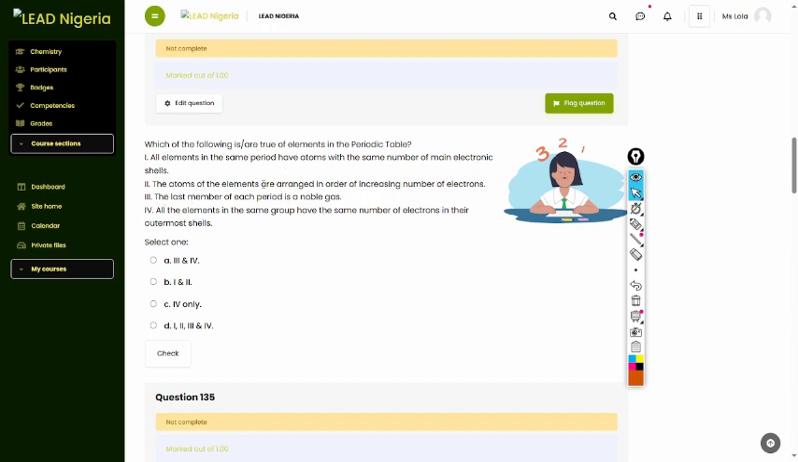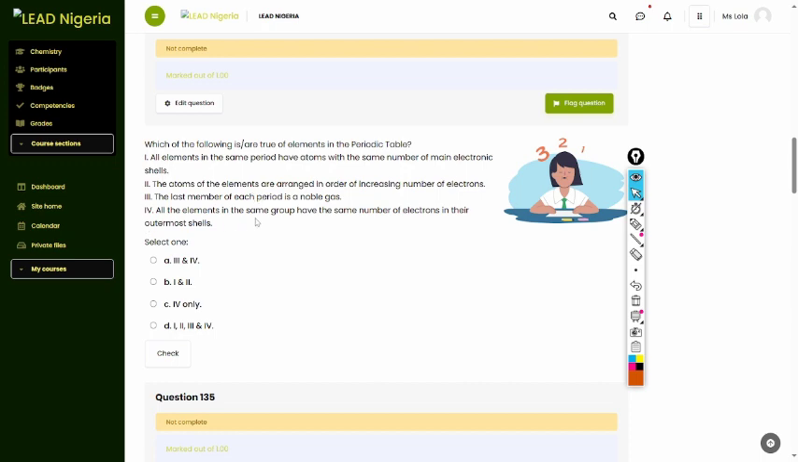2. The atoms of the elements are arranged in order of increasing number of electrons. This is also correct, because increasing number of electrons also means increasing atomic number. The elements are arranged according to their increasing atomic number. 3. The last member of each period is a noble gas. This is also correct, because the last group is group 8 or group 0, and they're usually noble gases because they are unreactive and have complete electrons in their outermost shell.